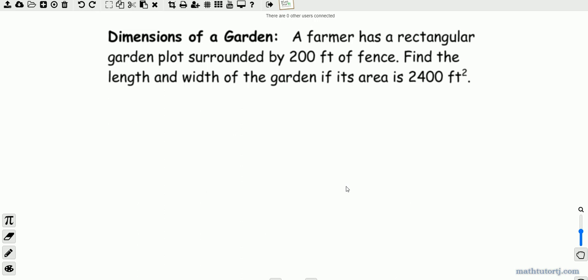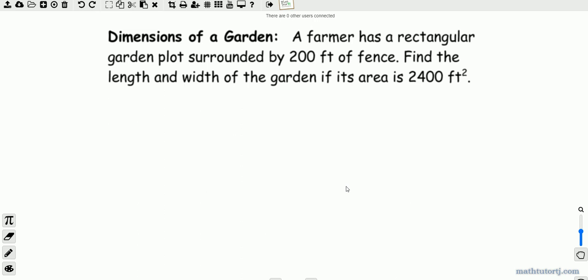In this particular problem, a farmer has a rectangular garden plot surrounded by 200 feet of fence. Find the length and width of the garden if its area is 2,400 square feet. Well, I'm looking at this and there are some things that are assumed. I know what a rectangle is. I know what surrounded means as opposed to inside: surrounded, the outside, the perimeter. That surrounded brings the image of perimeter to my brain. Find the length and width of the garden if its area is 2,400 square feet.